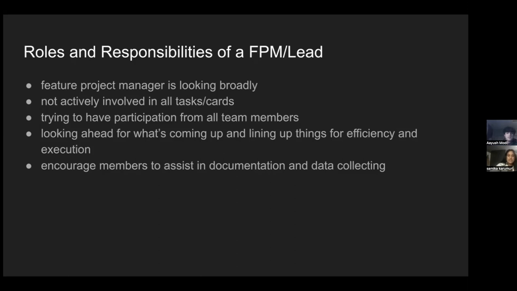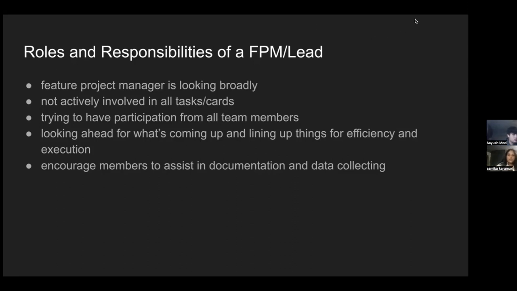This also means not always actively being involved in all tasks and cards. As leads and FPMs, it's important that we are delegating and that we're properly training our members in order to allow them to fulfill the task by themselves with just us overseeing. And with that, trying to have participation from all team members. This is obviously really important because, especially for our newer members, our underclassmen, we want to make sure that we are spreading our knowledge and keeping the sustainability and high performance of this team.